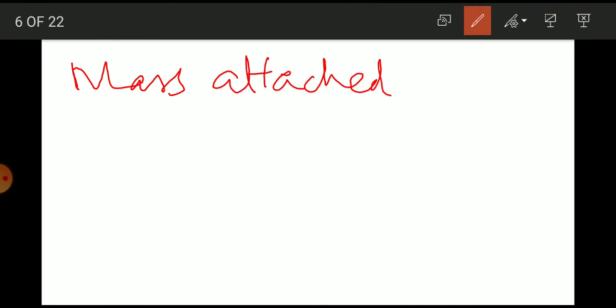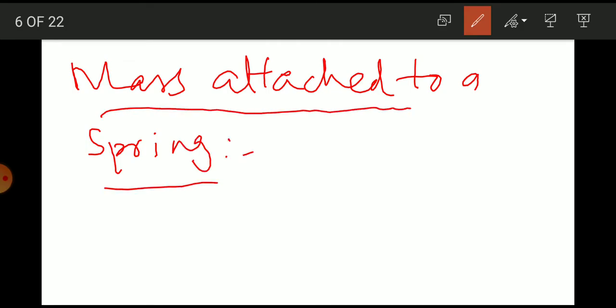Now we will show that a mass attached to a spring is simple harmonic motion. Now we should verify this. We will verify mathematically that a mass attached to a spring is simple harmonic motion, and we will also explain diagrammatically. So first I will explain diagrammatically.